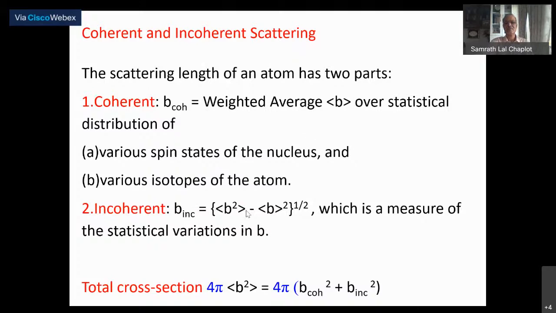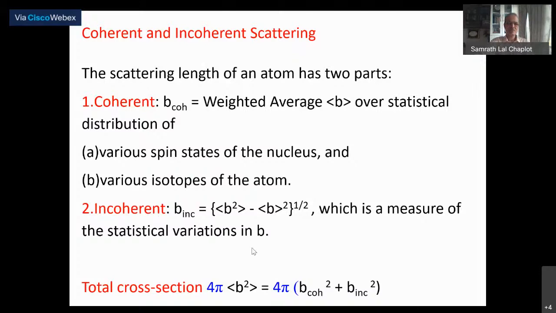Incoherent scattering, on the other hand, is a random part of the scattering length, whatever variation there is. But why this is so important is that for an atom like hydrogen, the incoherent scattering is extremely large. It is much less for the deuterium atom, which has more nucleons in the nucleus. So with only one proton in the nucleus, there are a good number of spin states available, and that is why you get a good incoherent scattering.